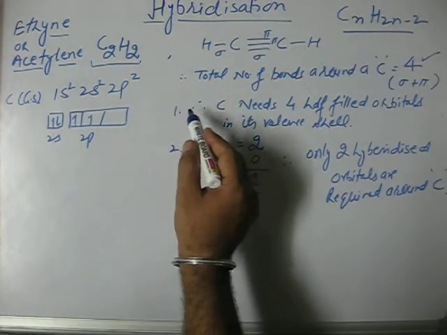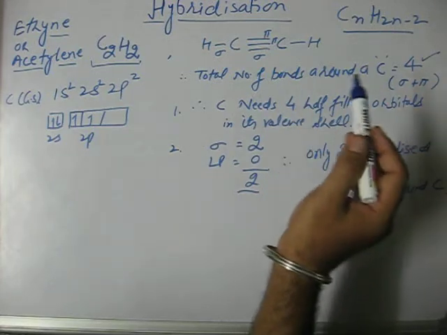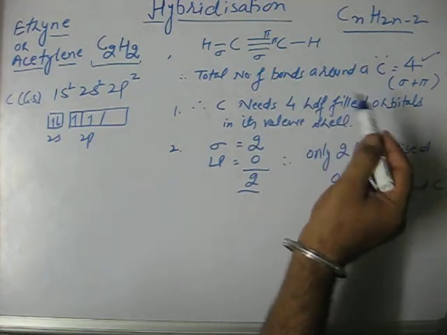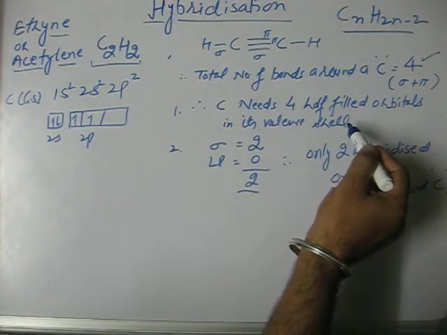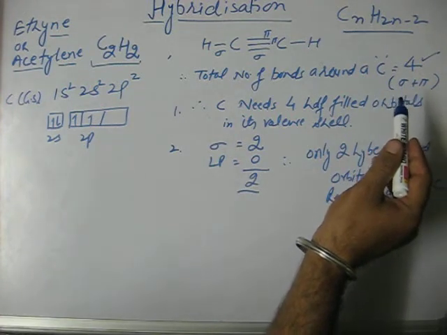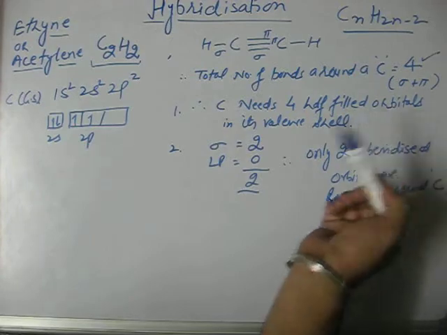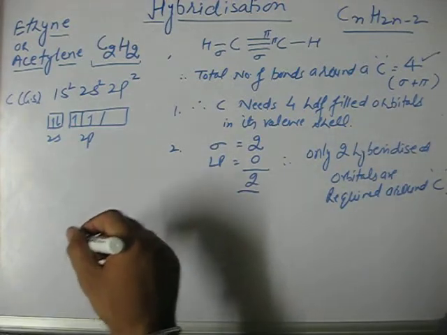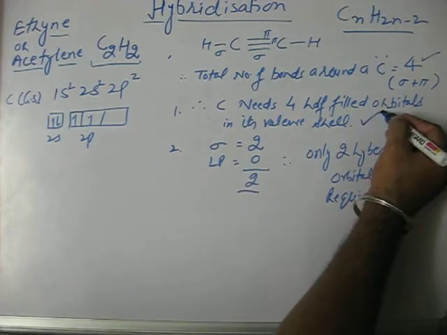So this means the first most important point is that 4 half-filled orbitals are required in the valence shell of carbon to form 4 covalent bonds around carbon, right? Because we know half-filled orbitals overlap to form covalent bonds. So this is condition 1, right?